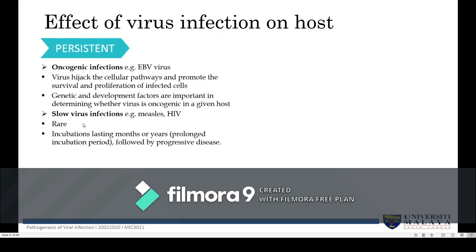And the third one is the slow virus infections. For example, measles and HIV, but not all. The occurrence is very rare. The incubation lasts months or years, so it incubates for a very long time, followed by progressive disease. Usually it is triggered by immune suppression, when you have less immune response, and that's when it emerges and becomes progressive and sometimes lethal.